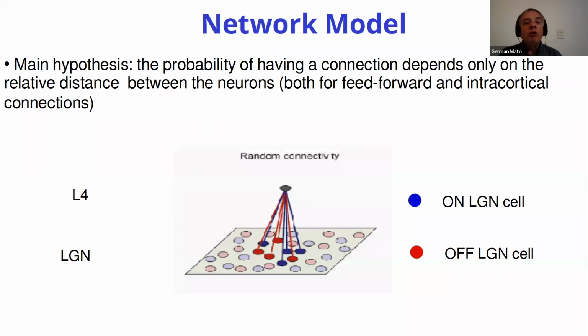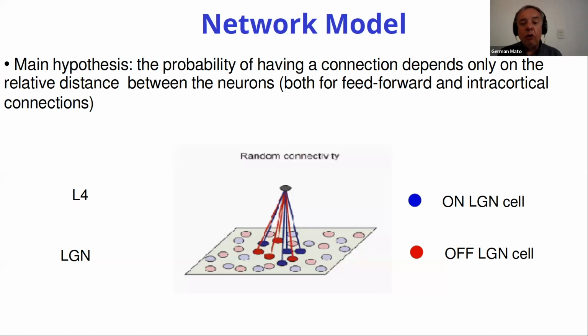So the main hypothesis of the model is that the probability of having a connection depends only on the relative distance between the neurons. This is both for the feed-forward connections that go from LGN to layer 4, and also for the intracortical connections in layer 4. So there is no specificity at all. There is no relation between the connectivity and the dynamical response of the networks.